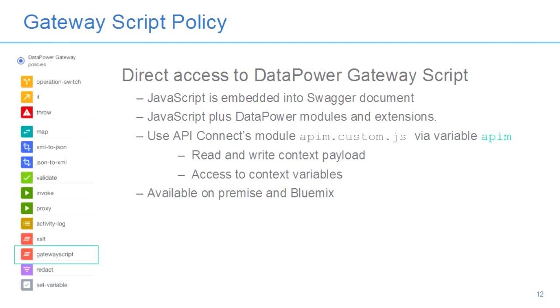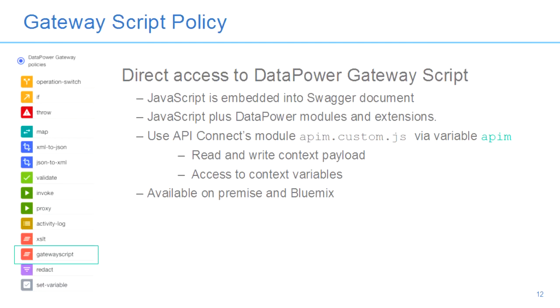When you run that policy, we are automatically loading the API Connect module using an API-M variable in that session. Through that, you can do things like reading and writing context, payload or variables, and a few other things that are available in that module.